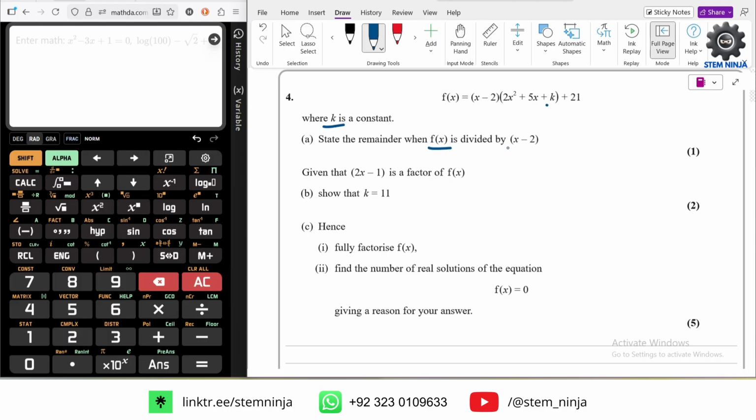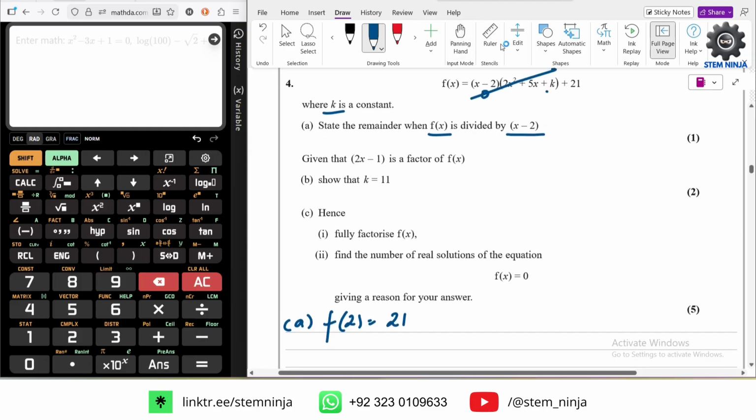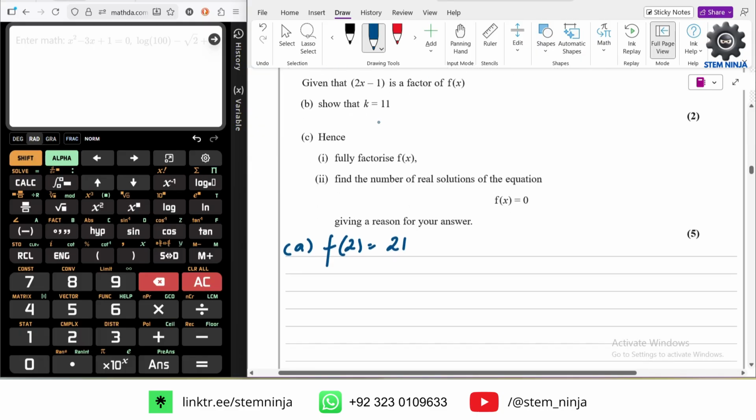State the remainder when f of x is divided by x minus 2. So basically they're asking, when you do f of 2, this entire term goes to 0 because of this, and you're left with 21. Given that 2x minus 1 is a factor of f of x, show that k is equal to 11.